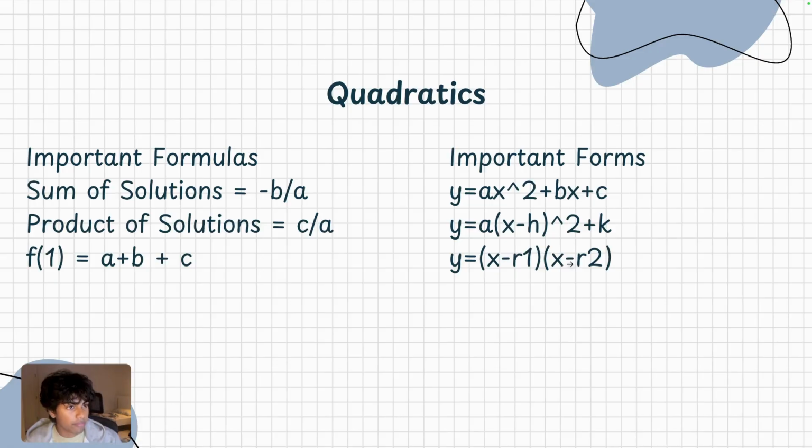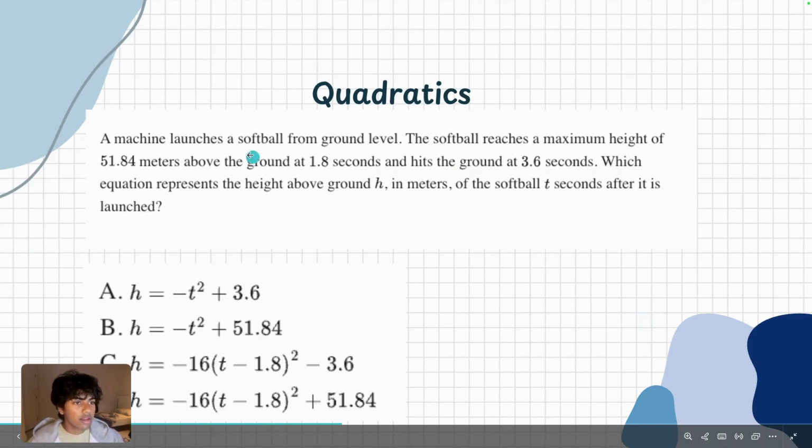Okay, next thing, quadratics. These three formulas you're not going to see in other places. Obviously, this is your quadratic formula, but know these. Your vertex is negative b over 2a. Your sum of solutions is negative b over a. Your product of solutions is c over a. And then f of 1 is a plus b plus c. This one is just like a times 1 squared plus b times 1 plus c, but it's useful on some questions. So let's go into a practice question with these.